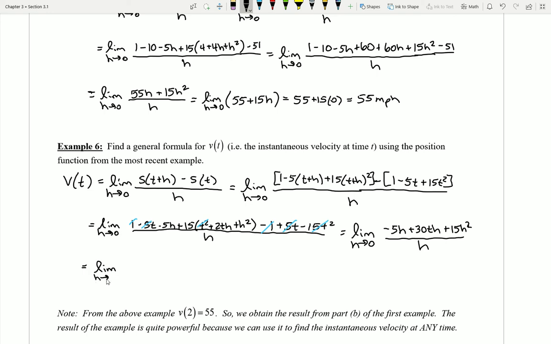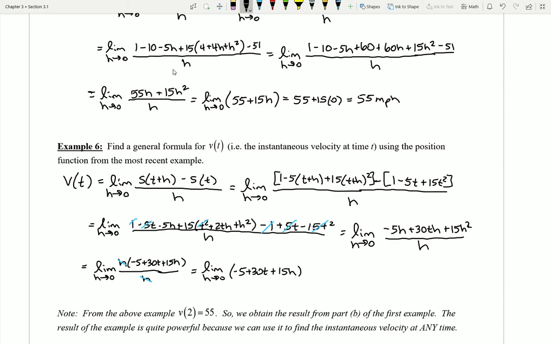So if I factor out an h and simplify it out, I can see that I'm going to have h times minus 5 plus 30t plus 15h. And now I can cancel out the h's top and bottom and take the limit of what I'm left with. So I'm going to have a limit as h goes to 0 of minus 5 plus 30t plus 15h, but h is going to 0. Notice only h is going to 0.